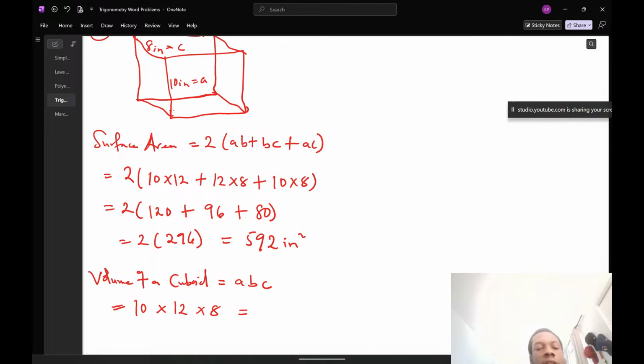Let me do 12 times 8. 12 times 8 is 96. 96 times 10 is 960. So that's 960 inches cube. Okay, that's the volume of this cuboid.